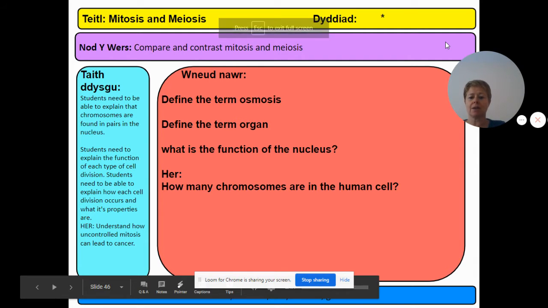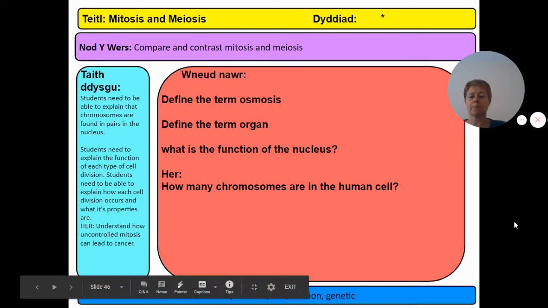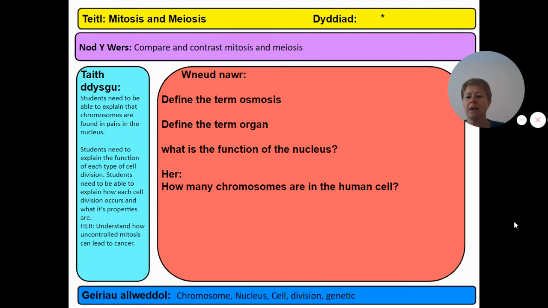So mitosis and meiosis is your new title. We're going to be looking at these two types of cell division today. You need to be able to explain what happens to the chromosomes in our cells during mitosis and meiosis, and what the purpose of mitosis and meiosis is.